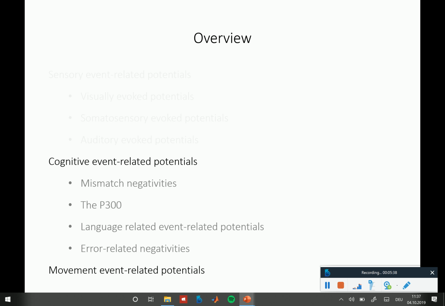In terms of sensory event-related potentials, actually, there's a lot to be done in terms of biophysical modeling, which could then also be applied to the cognitive event-related potentials. So a lot of work to do, but you need to know what you're doing. Good.